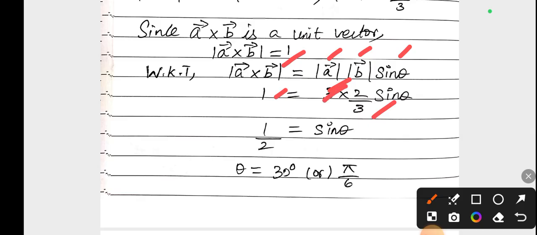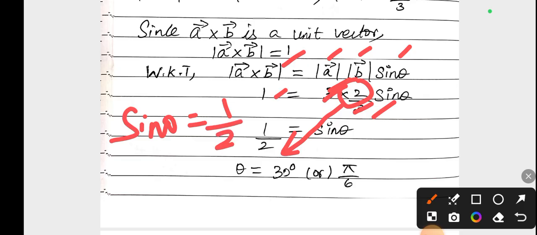Can we cancel this, children? Then sine theta. So the multiplication 2 goes to that side as division. All I am saying is we are just substituting the values. Magnitude of A cross B is 1. Magnitude of A is 3. Magnitude of B is 2 by 3. Then cancel. Multiplication comes to this side as division. So sin theta is 1 by 2.